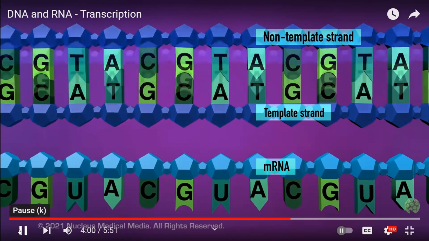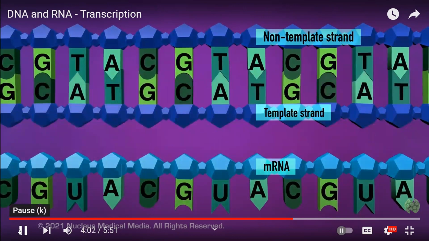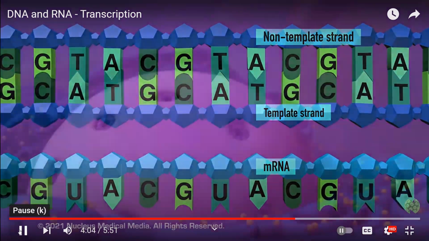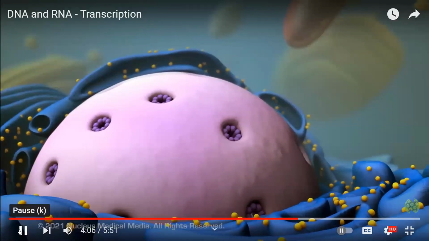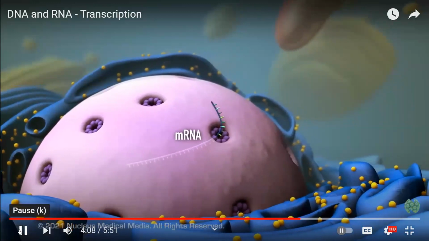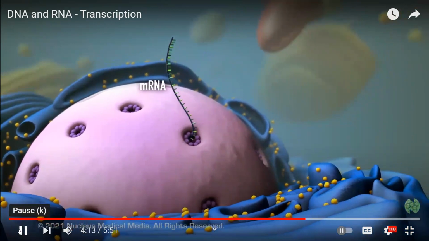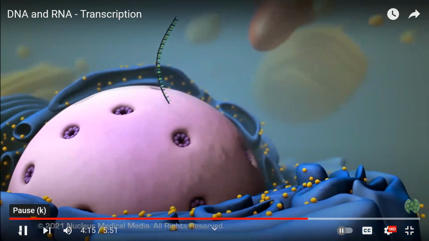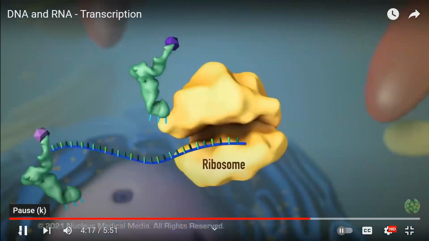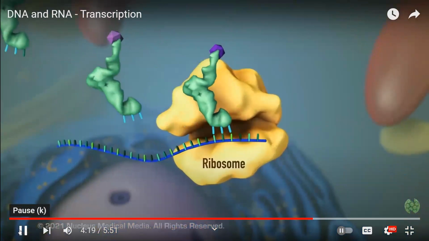It has actually been transcribed into messenger RNA. When transcription is complete, the messenger RNA, which is small enough to fit through a nuclear pore, takes the genetic code out of the nucleus to the ribosome, the site of protein synthesis.